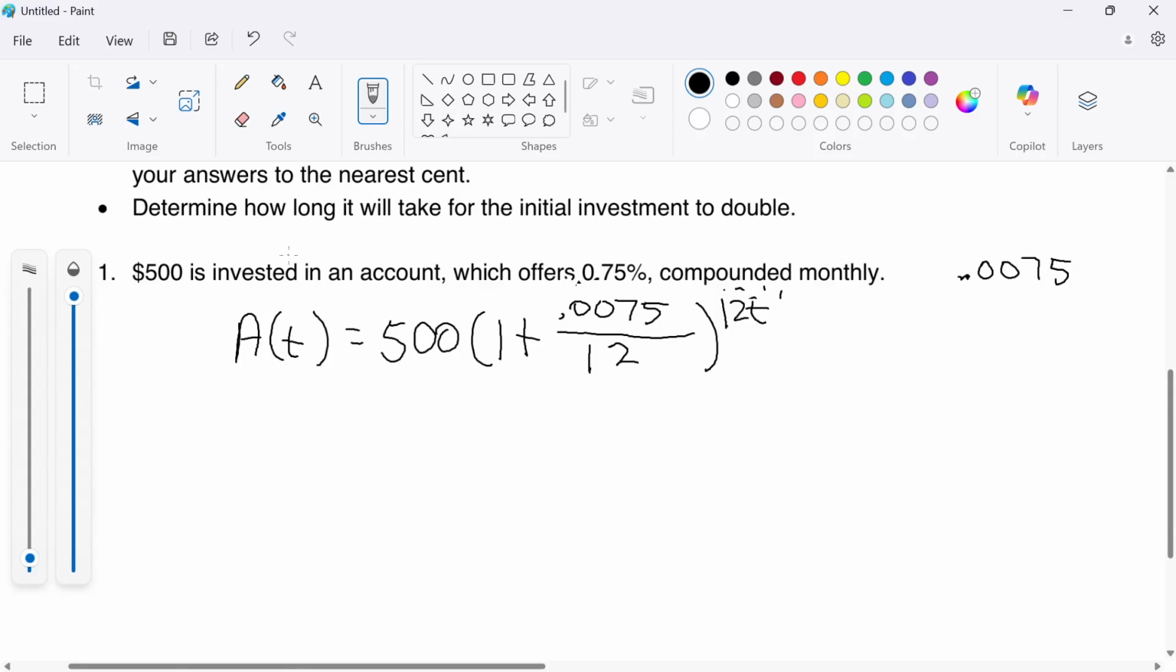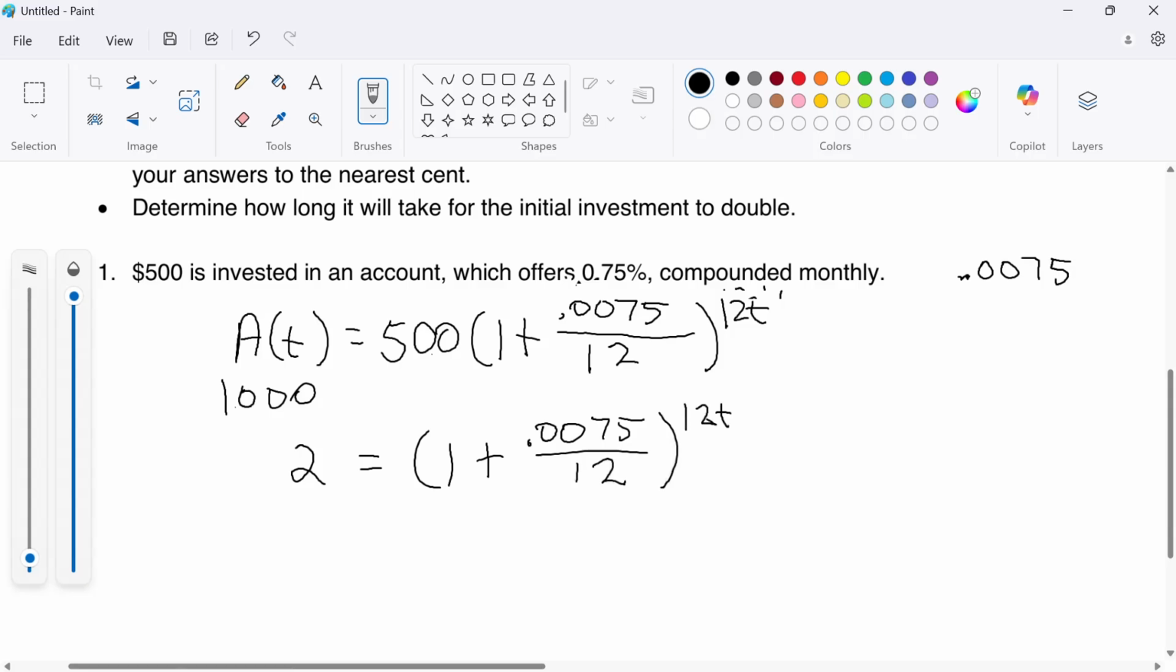So I have to solve this for t. And if it's doubled, A of t equals 1,000. Well, the first thing I will do is divide 1,000 by 500. So 2. If it's doubled, it's 2. Triple will be 3. Quadruple, 4. Equals 1 plus 0.0075 divided by 12 raised to the 12t power.